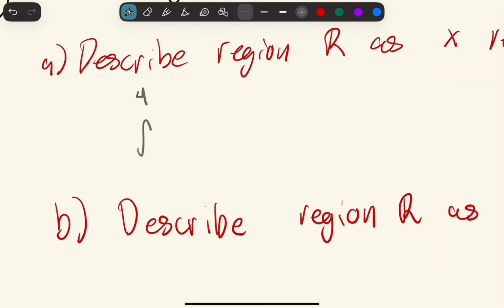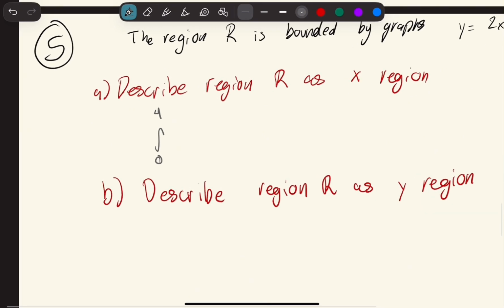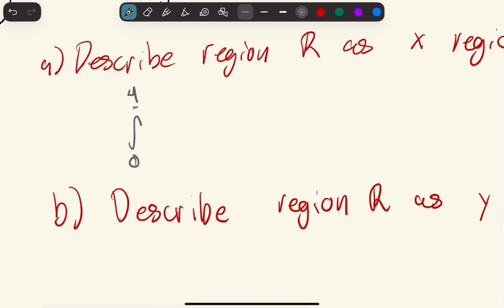So we have 4, 0. And we know this because the graph that was given goes from 0, 0 to 4, 8. Since we were looking at the x, this was going to be 4, so x equals 4. And then we have y equals 2x, luckily already given to us, and down here we have y equals 1/2 x squared.